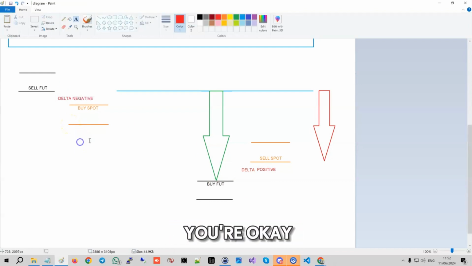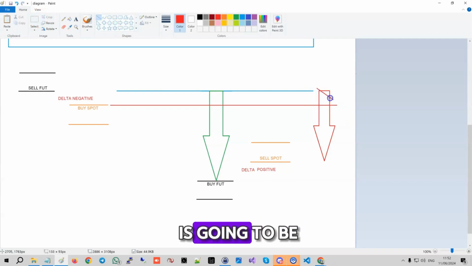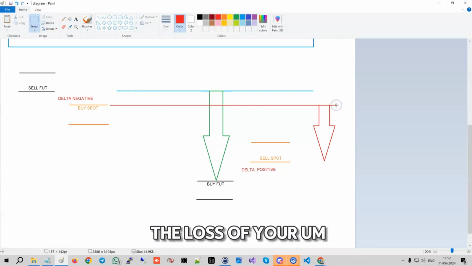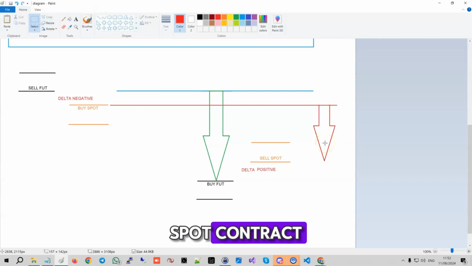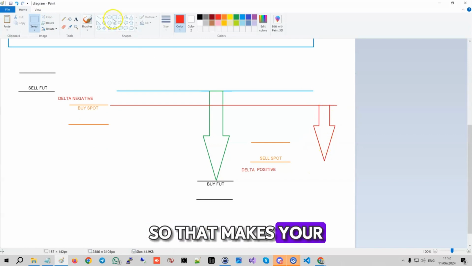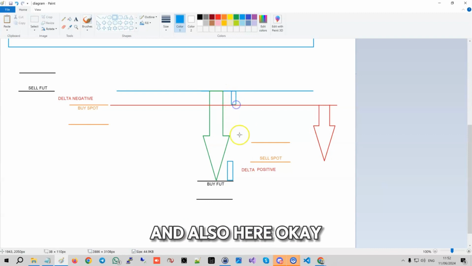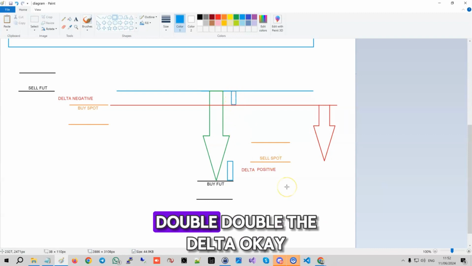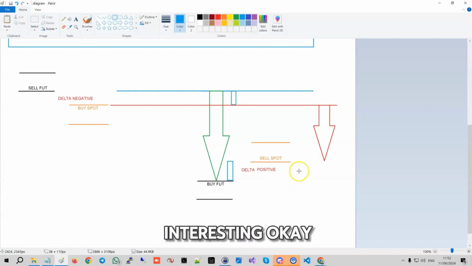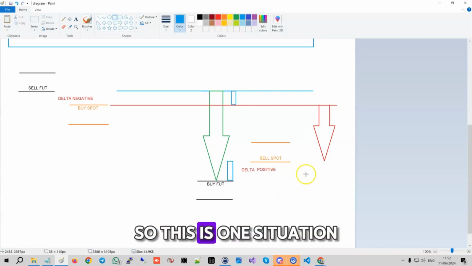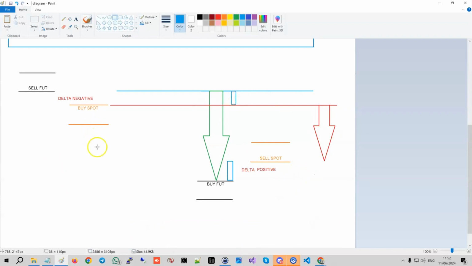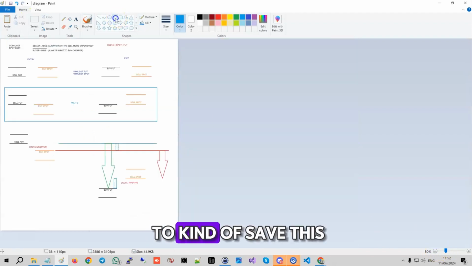So in this case, you see, this is going to be the loss of your spot contract. So that makes your P&L zone become here and also here. So you make double the delta, which is very interesting. So this is one situation, and I'm just going to save this like this.